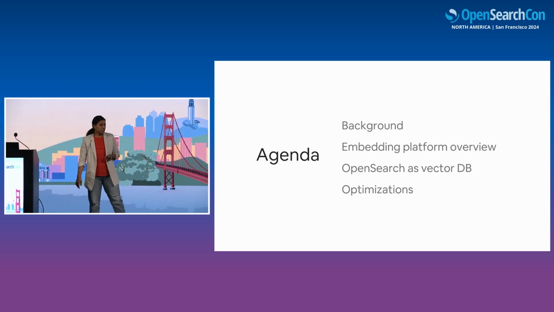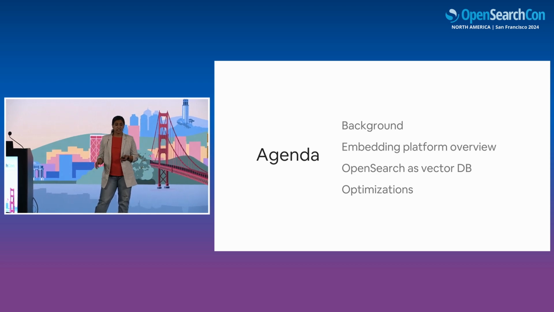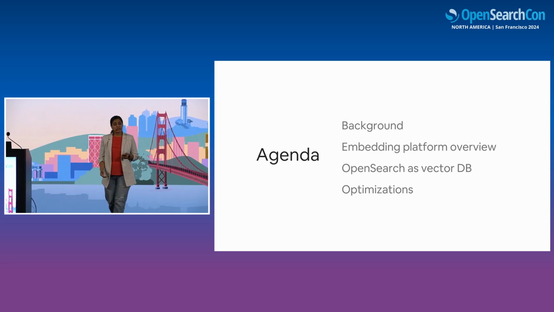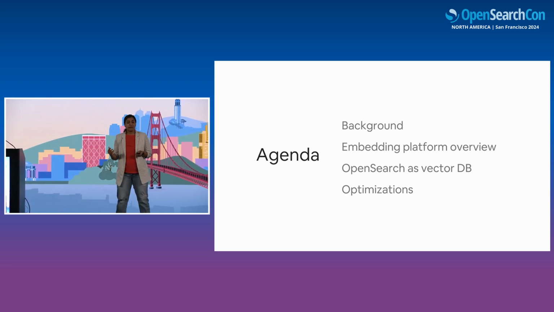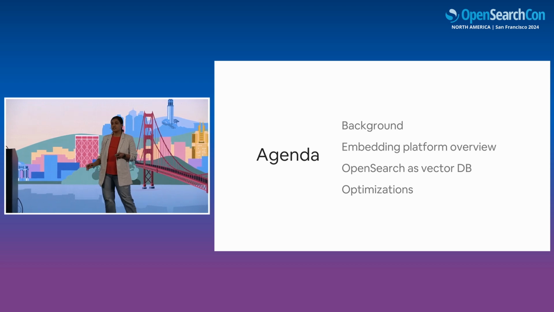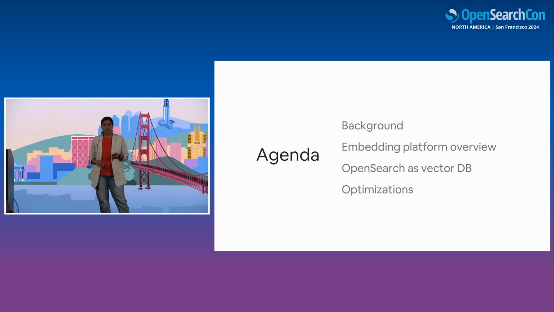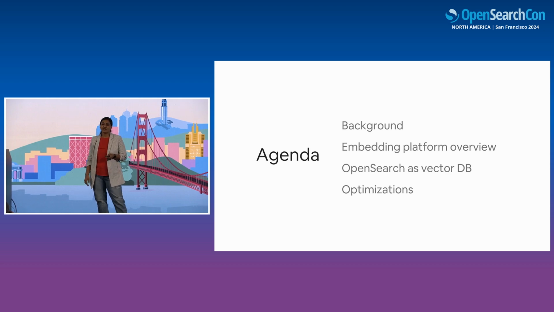This presentation is arranged into 4 sections. We are going to talk about how we use embeddings at Airbnb, followed by a brief overview of our embedding platform. Next, we are going to discuss how we use OpenSearch to power this platform. We are also going to deep dive with an image search use case. And finally, we are going to share our learnings and optimization strategies that work pretty well for us.